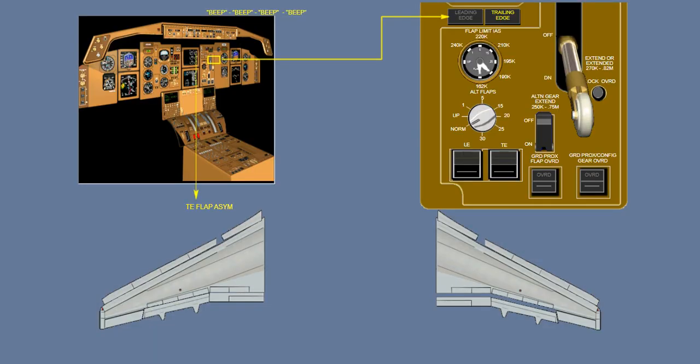Trailing edge flap asymmetry. With a trailing edge flap asymmetry, the action of the system is identical to the disagreement failure. The trailing edge light illuminates, ICAS displays a caution message of trailing edge flap asym, and hydraulic power to both slats and flaps is shut off.